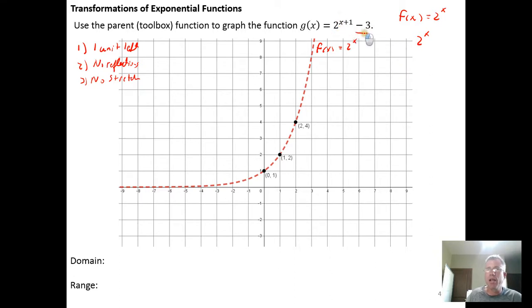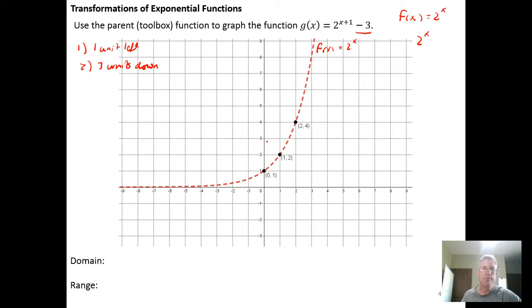And then right here we see we have a transformation or translation of 3 units down because we're subtracting 3. So we need to go and move 3 units down, or vertically. And because there are no reflections or stretches, we really have just a 2-step transformation process. Move 1 unit to the left, move 3 units down. Again, on exams, I want you to explicitly list in the correct order the transformations that have been applied to the toolbox function.